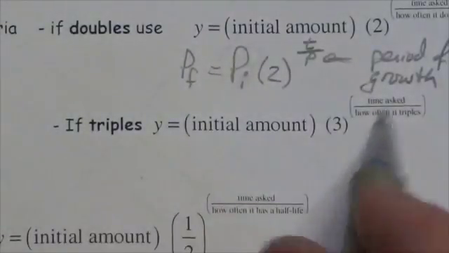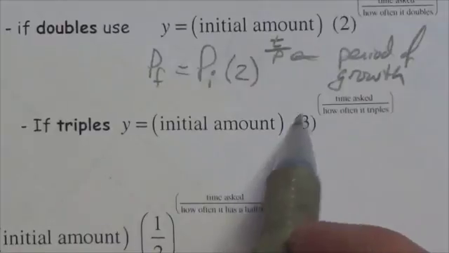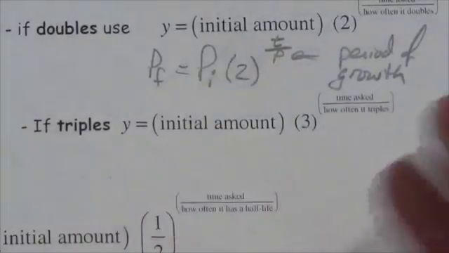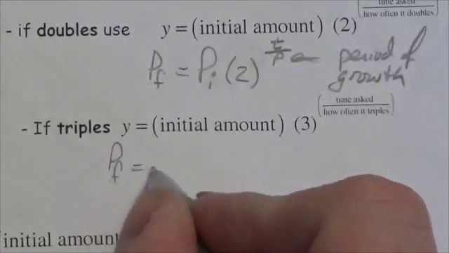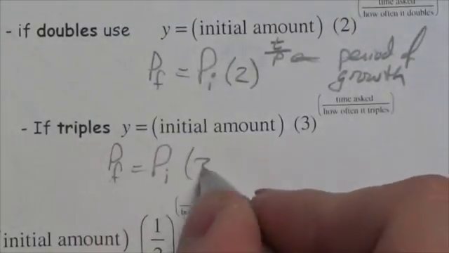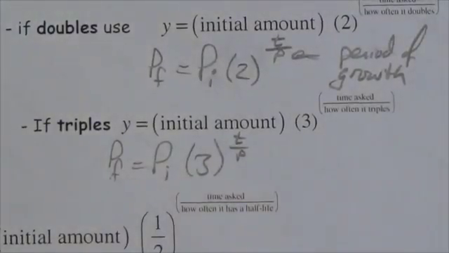If it's tripling, then the only thing that differs is that we put a 3 in the base here. That represents a 200% increase in the value. So the final amount is going to equal the initial amount multiplied by 3 to the t over the period of growth.